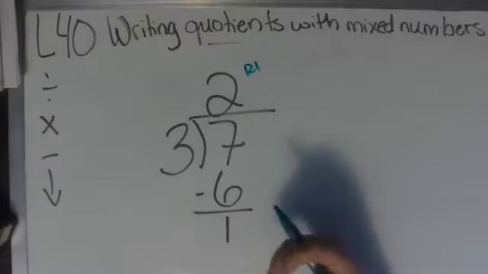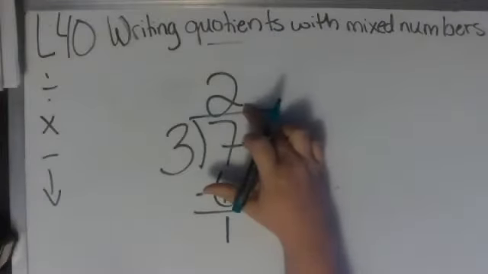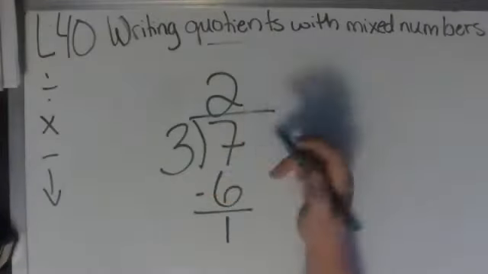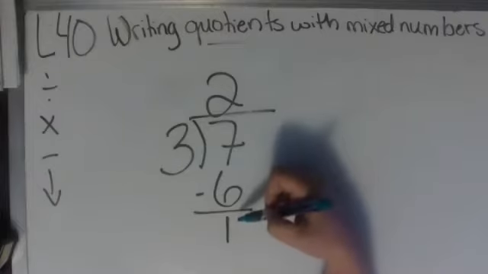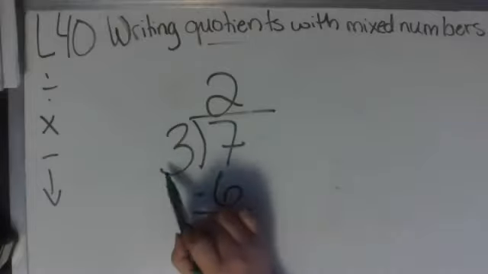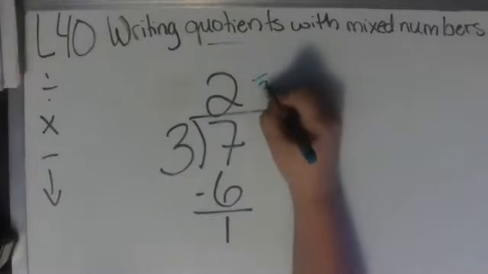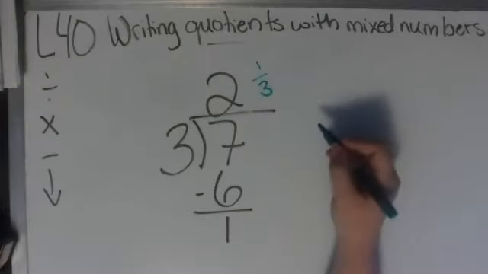But what we're going to do instead is take this 1 and make it into a mixed number. So here is the whole number of our mixed number, that's the 2. We need to change this remainder into a fraction. How we do that is we use the remainder and we use the divisor as our denominator. So we have 2 and 1/3.